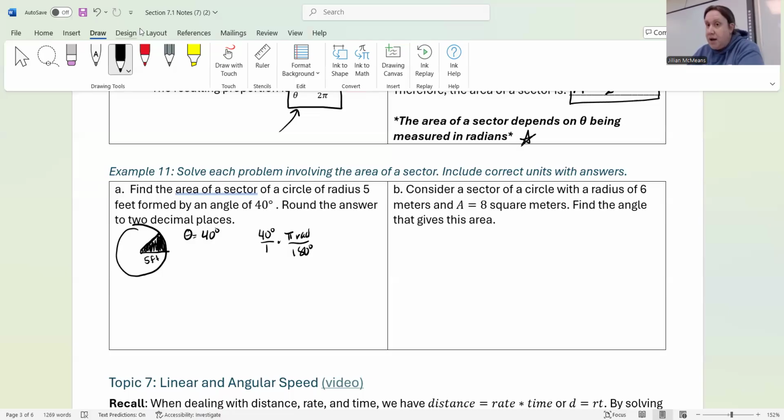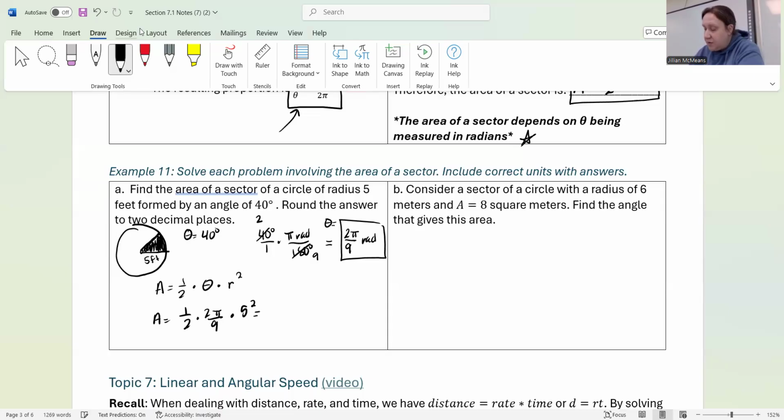Well, 40 and 180 are both divisible by 20. When I divide 40 by 20, I get 2. When I divide 180 by 20, I get 9. So we have 2 pi over 9 radians, and that's going to be our new theta. All right, the area of a sector is 1/2 times theta times the radius squared. So let's fill in everything we have. Area is going to equal 1/2 times theta, which we now know is 2 pi over 9 radians, times the radius, which is 5 squared.